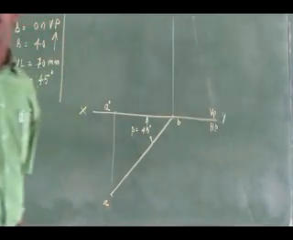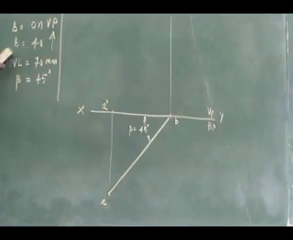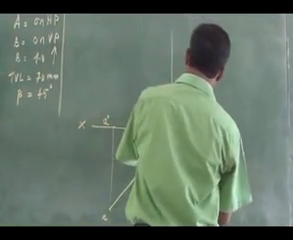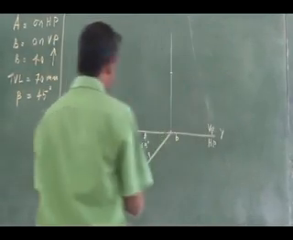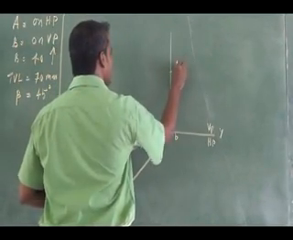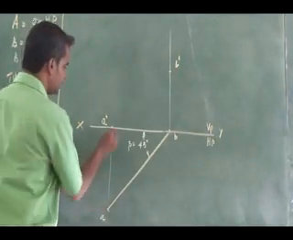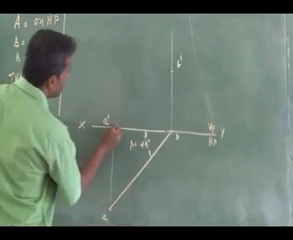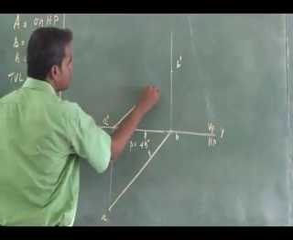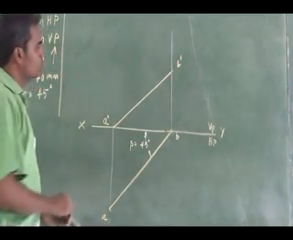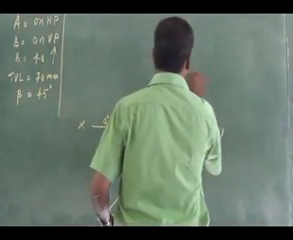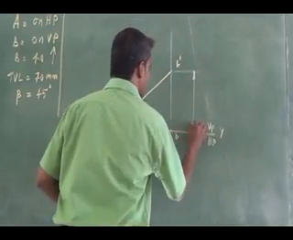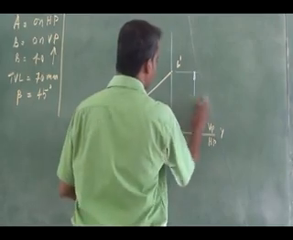So where do I have to mark B dash? 40 is given, 40 above is given. From here I can mark 40. Right? Mark it. I can measure 40. This is my B dash. Right. This is how I can finish this distance given. So this is my 40.